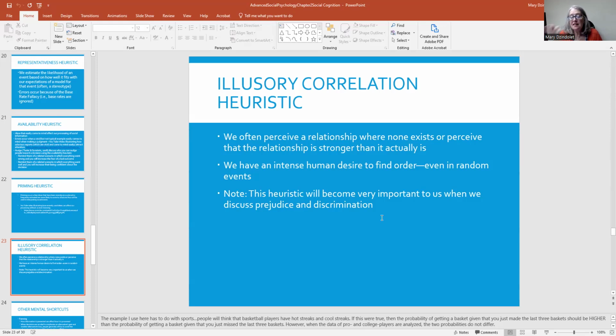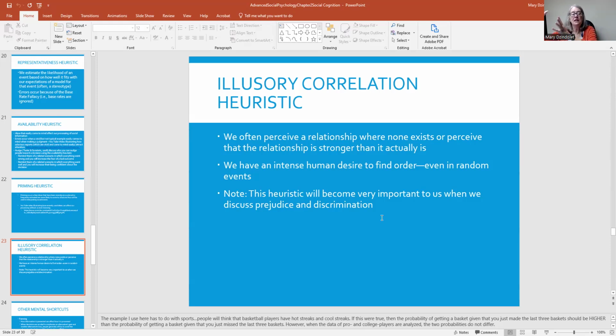And the example that's used a lot here in a lot of the textbooks when they're talking about illusory correlation, they'll use sports as an example. So let's say basketball, they'll talk about a player being on a hot streak. So a hot streak means that because they just made the last 3 baskets, they're going to make this 4th one. So it really says the probability of making this basket, given that you just got the last 3, is much higher than the probability of getting this basket, given that you just missed the last 3. Does that make sense?